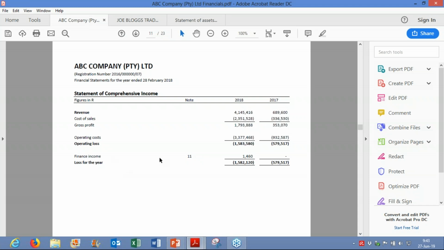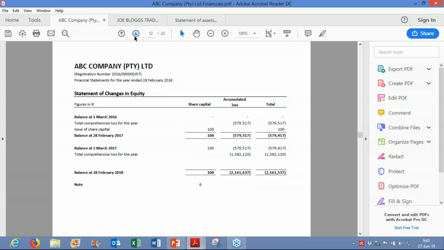At the bottom here, you'll see there's finance income, but typically the finance costs are also something that you can keep an eye on, because that will talk directly to your level of debt and whether you can actually service that debt through your ordinary operations.